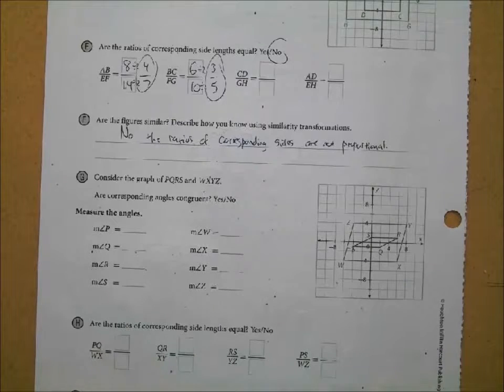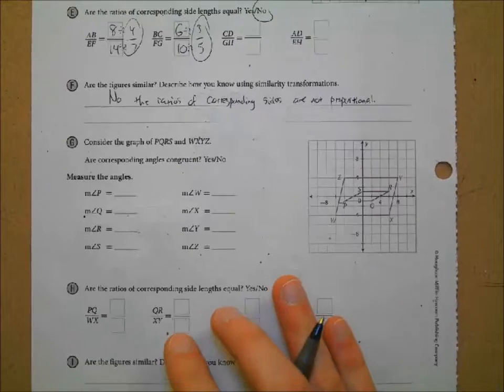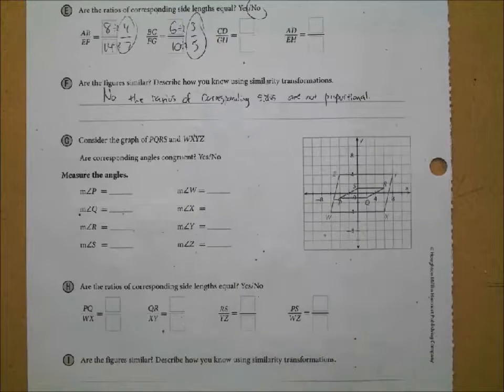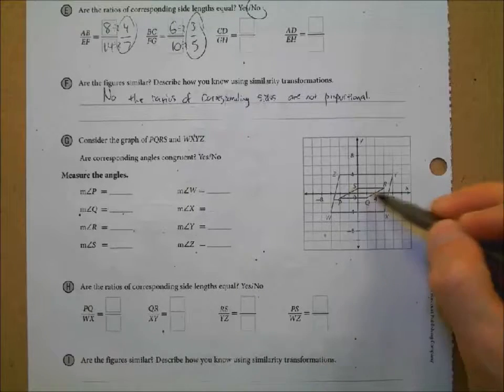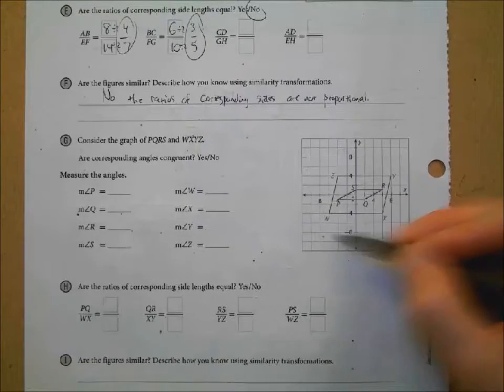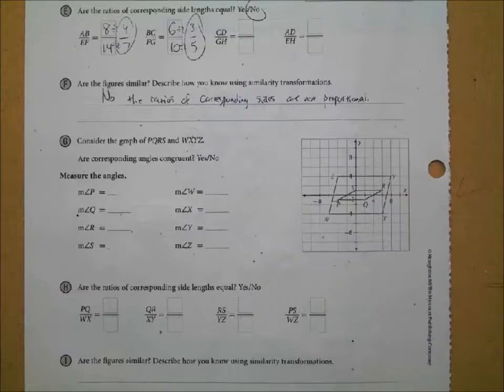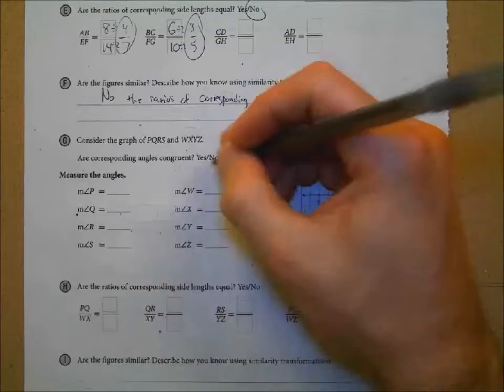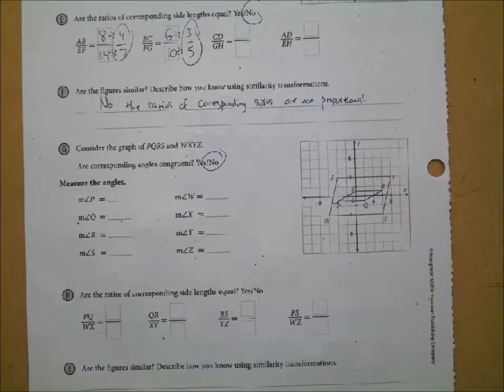Now we'll briefly look at this next one because you can just eyeball it and see what the answer is here. Look at the graph here of PQRS, this small quadrilateral, and then we have the larger quadrilateral WXYZ. Are corresponding angles congruent? No. So can the shapes be similar? No, right? Not similar.